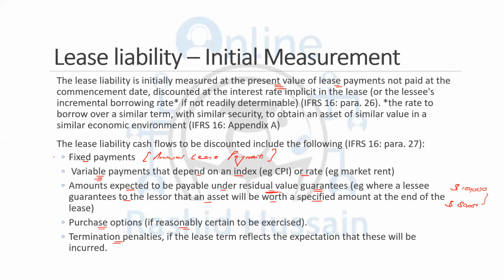So these are the outflows pertaining to the lease. These are the maximum outflows you may encounter in your exam question regarding the lease period. So the fixed payments, which are the annual lease payments, variable payments, amount expected to be payable under residual value guarantees, purchase options, and the termination penalties. Purchase option only when the lessee is reasonably certain that they will be purchasing the asset by the end of the lease period. So all of these are known as the outflows.